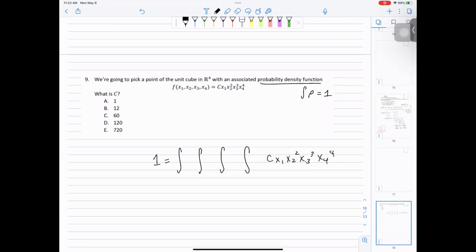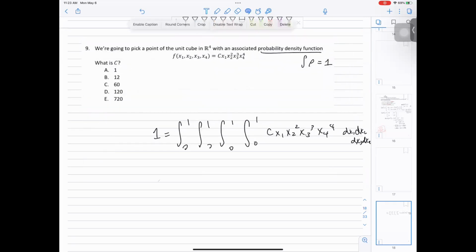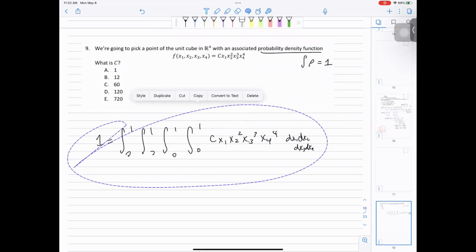All right, what are my bounds? I have a unit cube, so all the bounds are 0 to 1 for x1, x2, x3, x4. We know a trick from the earlier weeks. What's another way of rewriting this?